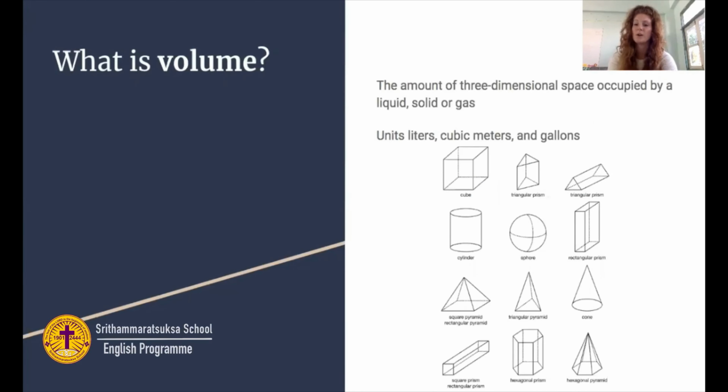Volume. What is volume? Volume is the amount of three-dimensional space occupied by a liquid, gas, or solid. And below you can see some different three-dimensional spaces that will all have different volumes. The units we will use will be liters, cubic meters, gallons, and cubic centimeters.